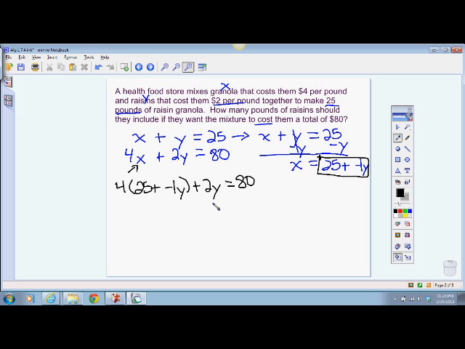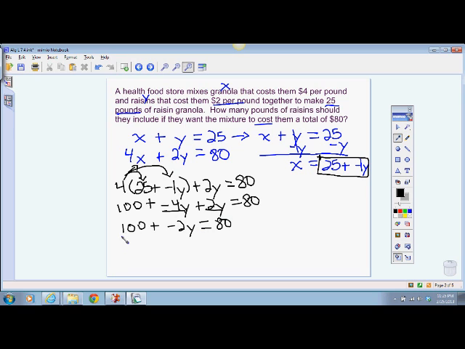Now the reason we want to do that is because now we're only dealing with one variable, just our y. Use your distributive property to solve. 4 times 25 is 100, plus 4 times a -1y is a -4y. Then we have our 2y still, all equal to 80. Combine your like terms. -4y and +2y, that's going to be a -2y. So we have 100 plus a -2y equals 80.